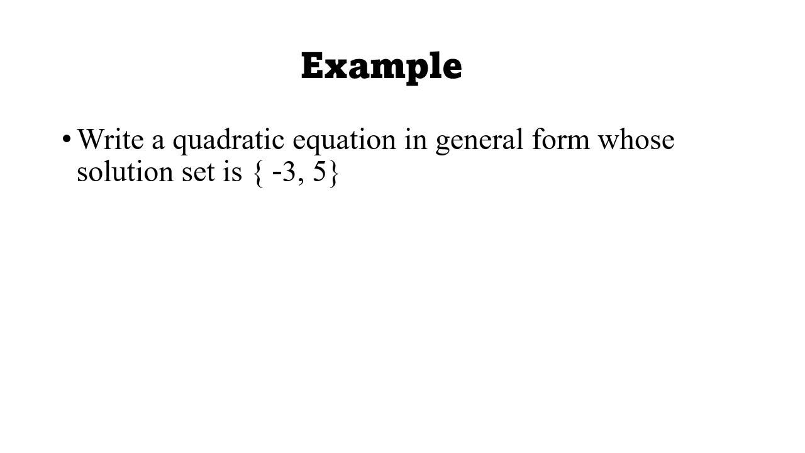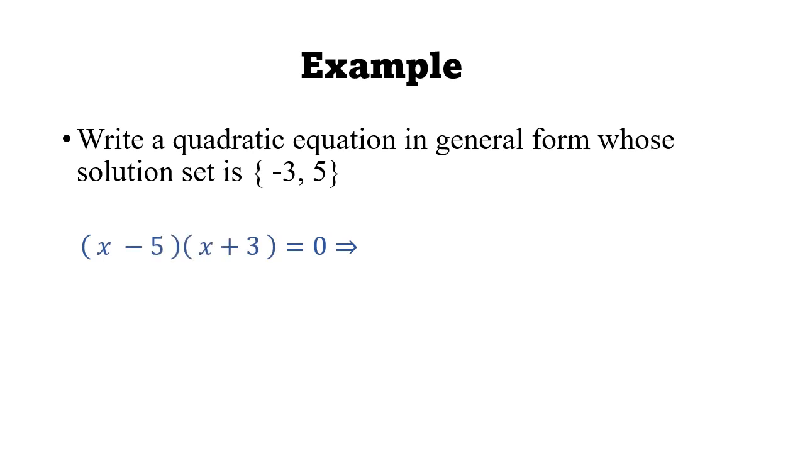now in this example we're going to write a quadratic equation in general form whose solution set is negative 3 and 5. Now if negative 3 is a solution to my equation, therefore x plus 3 is a factor of my equation. If 5 is a solution to my equation, therefore x minus 5 is a factor of my quadratic equation. So let's write down these factors, and definitely we're going to set them equal to 0.